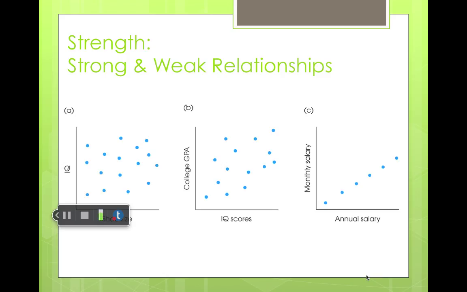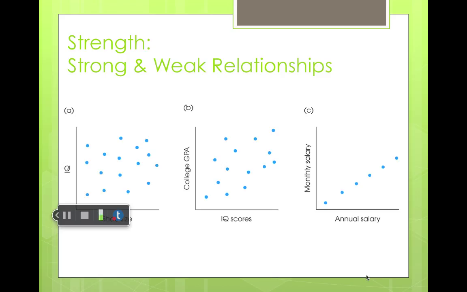The second one, graph B, is a moderate relationship. It's probably about a positive relationship of about 0.5 perhaps. And it says, as IQ scores go up, does college GPA go up? Well, yes, but it's not a perfect relationship. It's just a moderate one. Because IQ scores and college GPA are related, but there are other things that affect GPA besides just the person's IQ. So those are related in a moderate way.